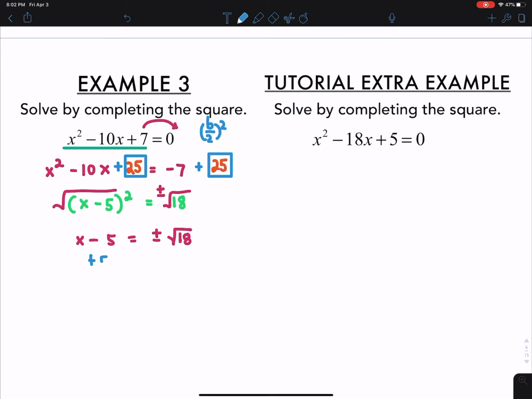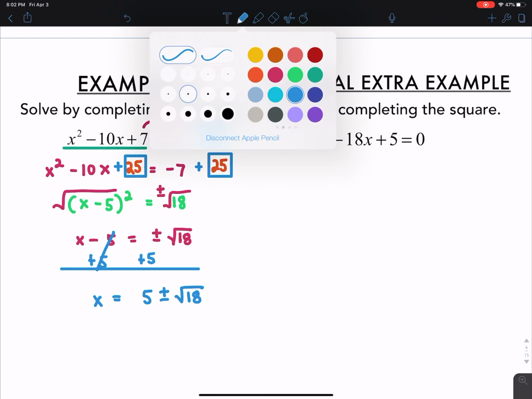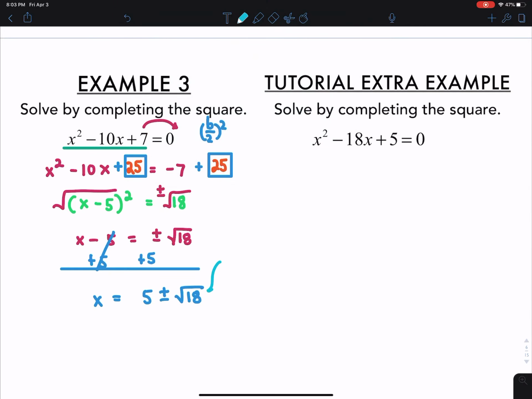And then we have to add 5 to both sides. Again, always in front of the plus or minus. So x is going to equal 5 plus or minus the square root of 18. We can't combine these because 5 is not underneath the square root and 18 is. But we can simplify the square root of 18. So 18 is 9 times 2, and 9 is a perfect square. So if we take the square root of 9, that's 3. And then we still have the square root of 2 left over underneath. So final answer for this one, x equals 5 plus or minus 3 times the square root of 2.